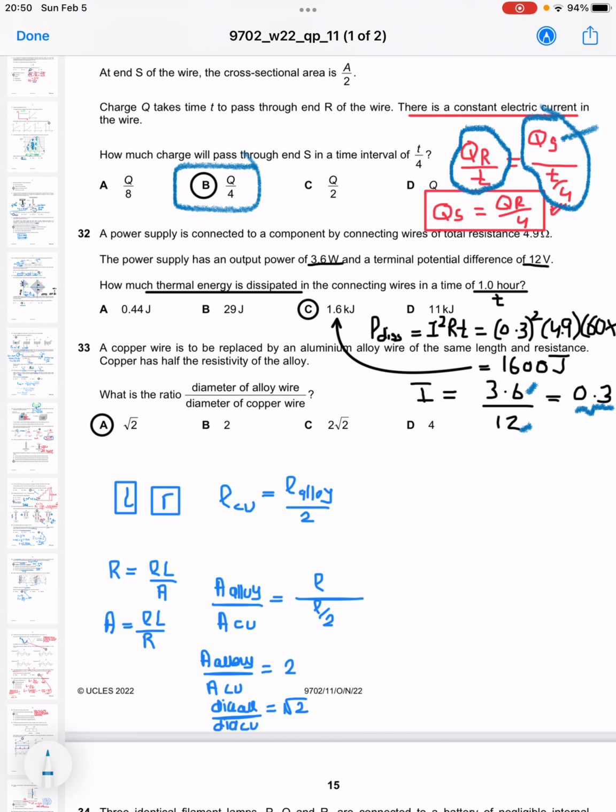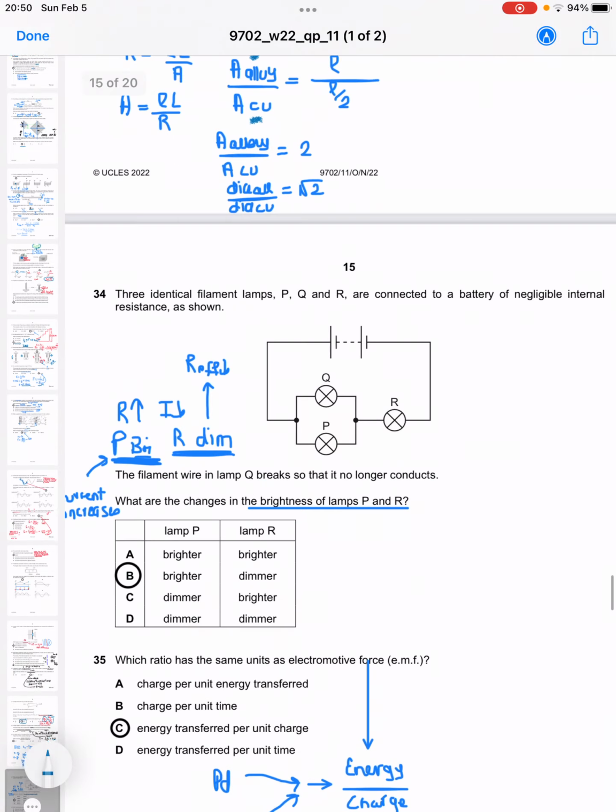So we just need to apply the area, which is diameter squared, over rho over 2. So that would make up 2, and then take the square root because that's area, diameter squared. So the diameter ratio would become root 2. A is the proper answer.